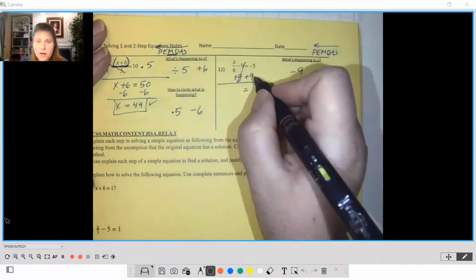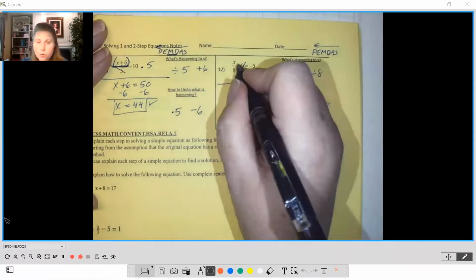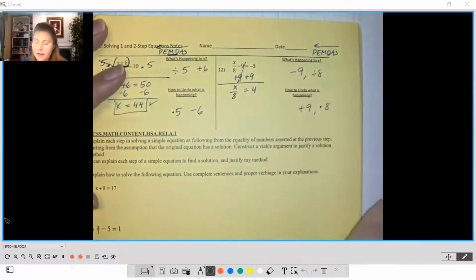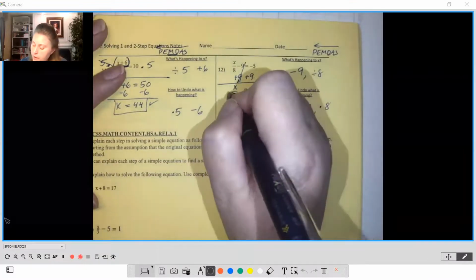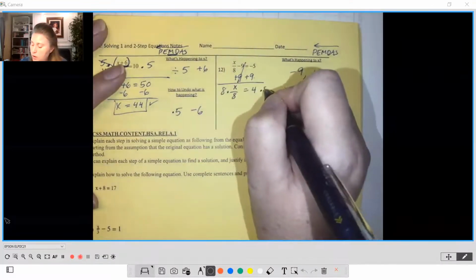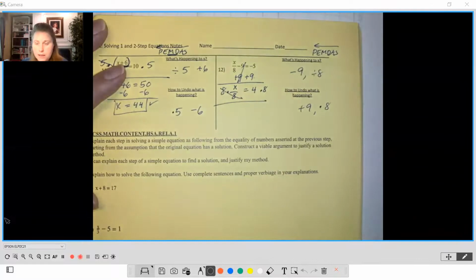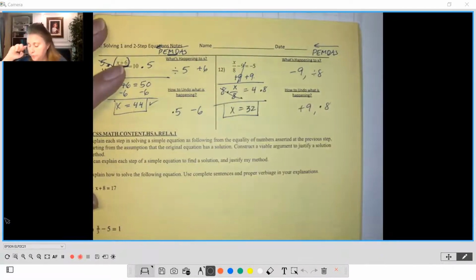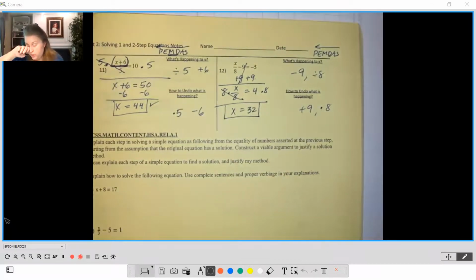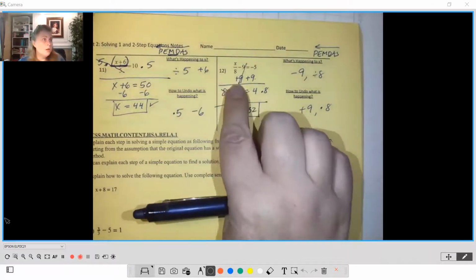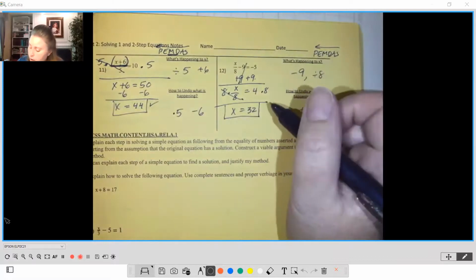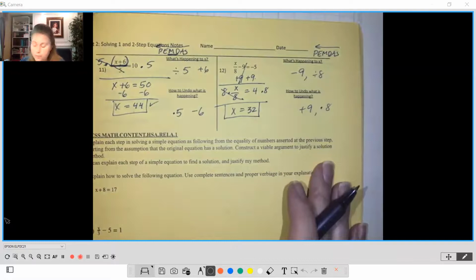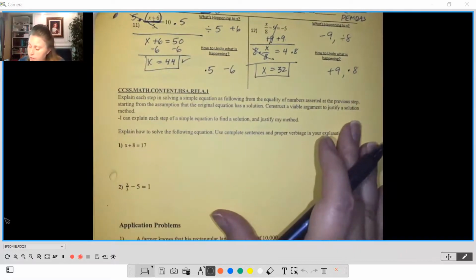And then 9 minus 5 is 4. Over here we have x over 8. So x is being divided by 8, so we need to multiply by 8. Whatever I do to one side, I have to do to the other. Those 8s cross cancel. Okay, so we have 32. x equals 32.